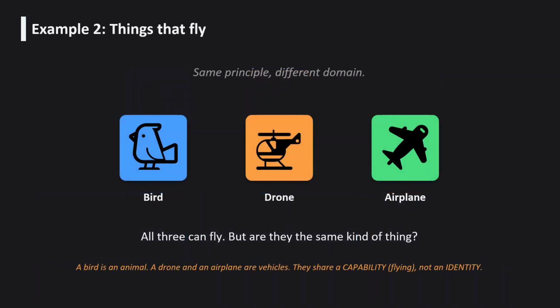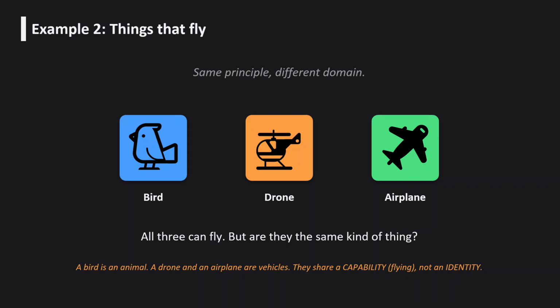So let's prove this is not just a game trick. Let's go to another example. It's a different domain, but it's the same principle. Three things: a bird, a drone, and an airplane. All three things can fly, but are all of them the same kind of thing?